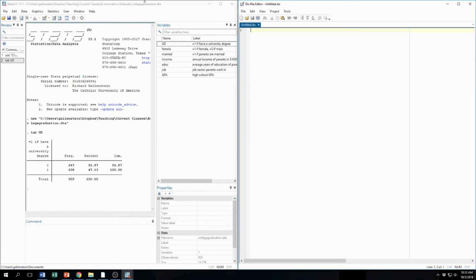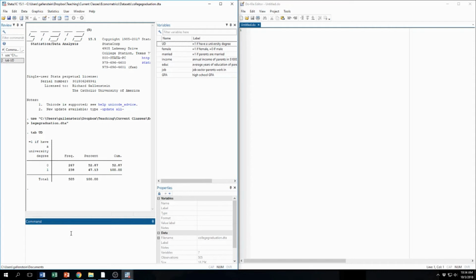All right, and so what we're going to want to do is create a model that allows us to identify the important determinants that determine the probability that someone will fall into one of these groups. What is the probability that someone will fall into the having a university degree group? What's the probability that someone will have a university degree?